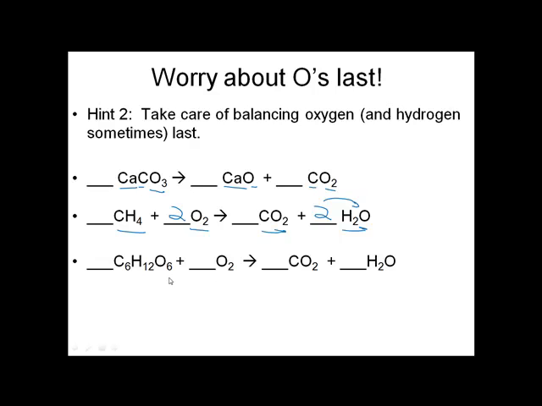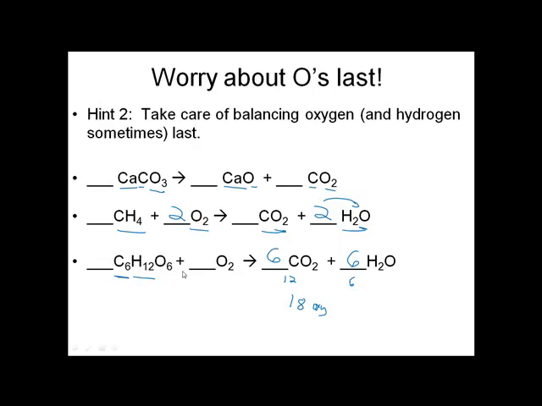Again, the oxygen is in everything, so even changing one thing is going to always change the oxygen, so we worry about that last. All right, I have 6 carbons on the left, so I need to put a 6 in front of my CO2. I have 12 hydrogens. I need to put a 6 in front of my H2O. Now I need to count up all my oxygens. I have 12 here. 6 times 2 is 12. 6 times 1, 6. So I have a total of 18 oxygens on the right-hand side.